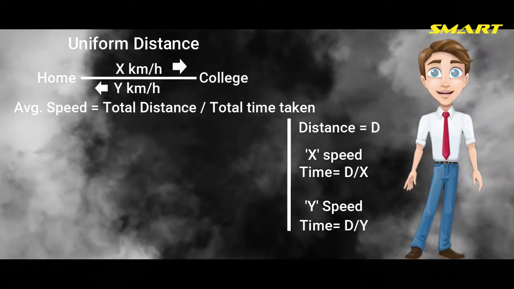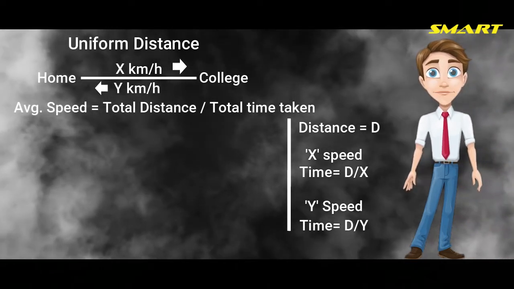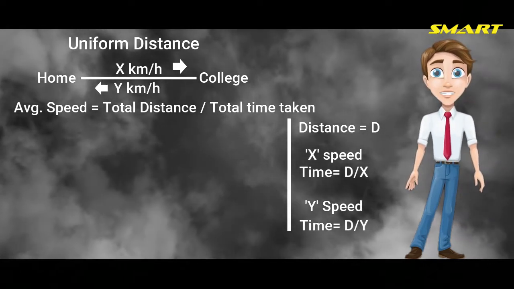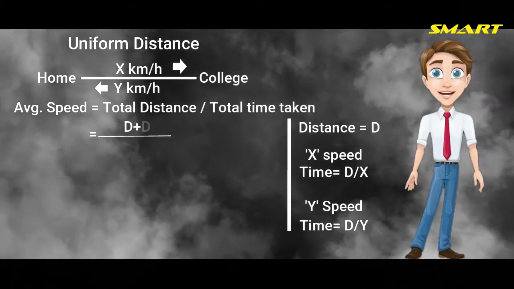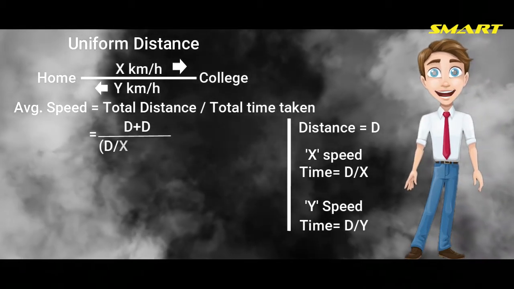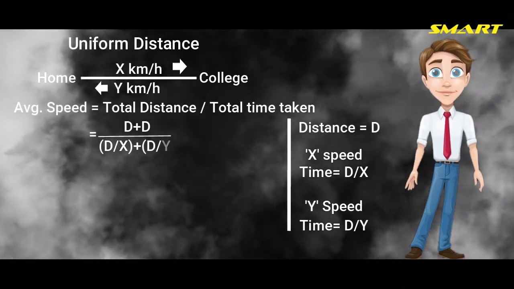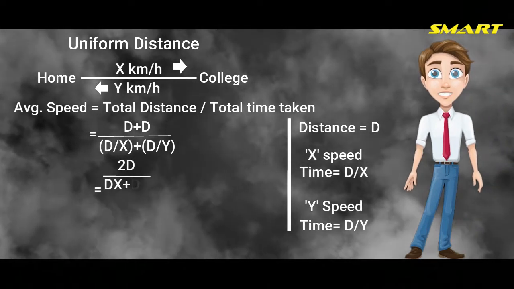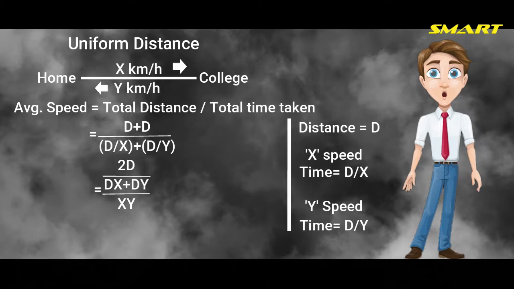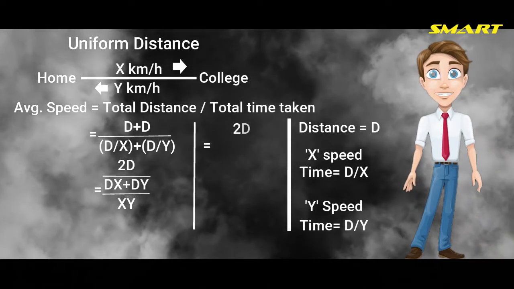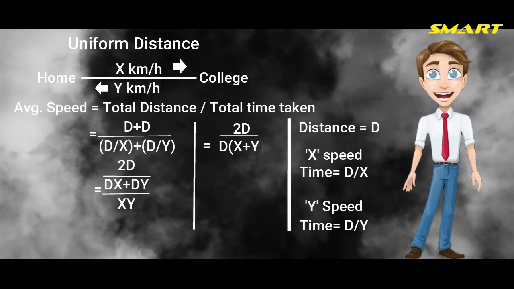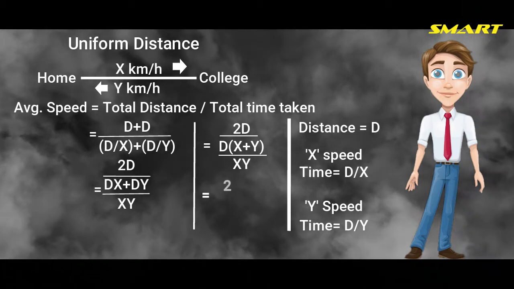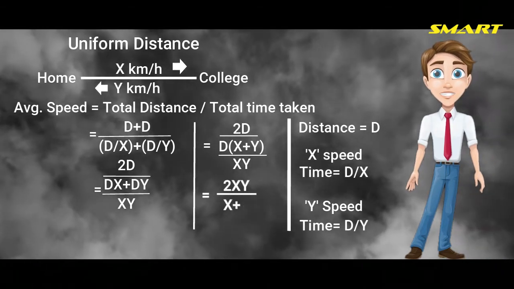Here, from home to college and college to home, we are traveling the same distance and we have taken that distance as d. So total distance is d plus d and total time is d by x plus d by y. On solving that, we can write 2d divided by (dx plus dy) divided by xy, and taking d as common, we can write 2d divided by d into (x plus y) divided by xy, and d will be cancelled out, so we'll get the equation 2xy divided by x plus y.